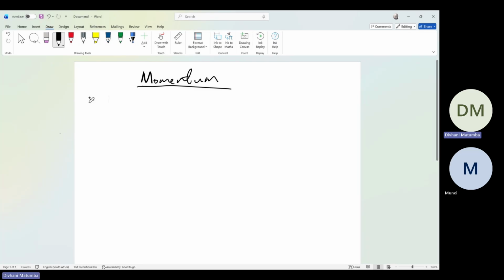Okay. So we are going to do momentum, and momentum is given by capital letter P. That's momentum. Momentum is the product of mass and velocity. That is momentum.